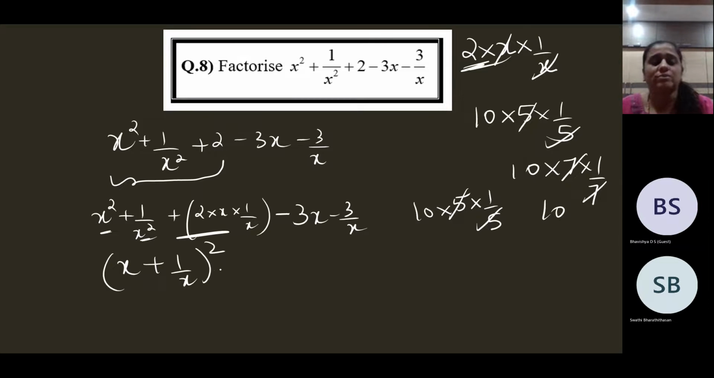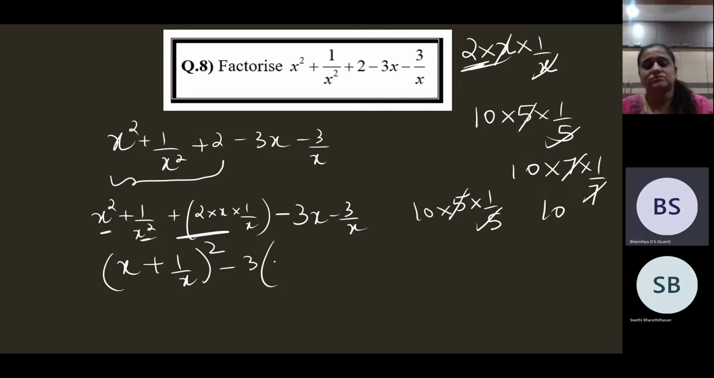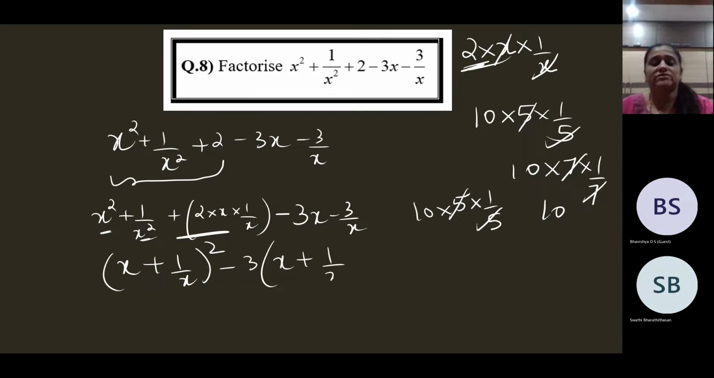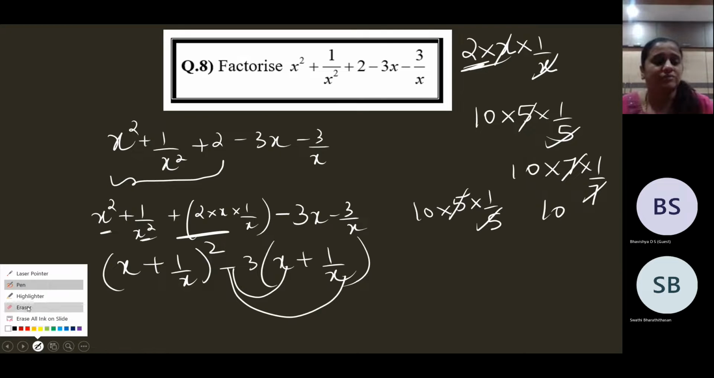Now here take out 3 common, minus 3 common. What will you get inside the bracket? x plus 1 by x, ma'am. x plus 1 by x, because minus 3x minus 3 by x. Okay, now between these two terms, x plus 1 by x is common. Between these two terms, x plus 1 by x is common. Yes or no? Yes, ma'am.